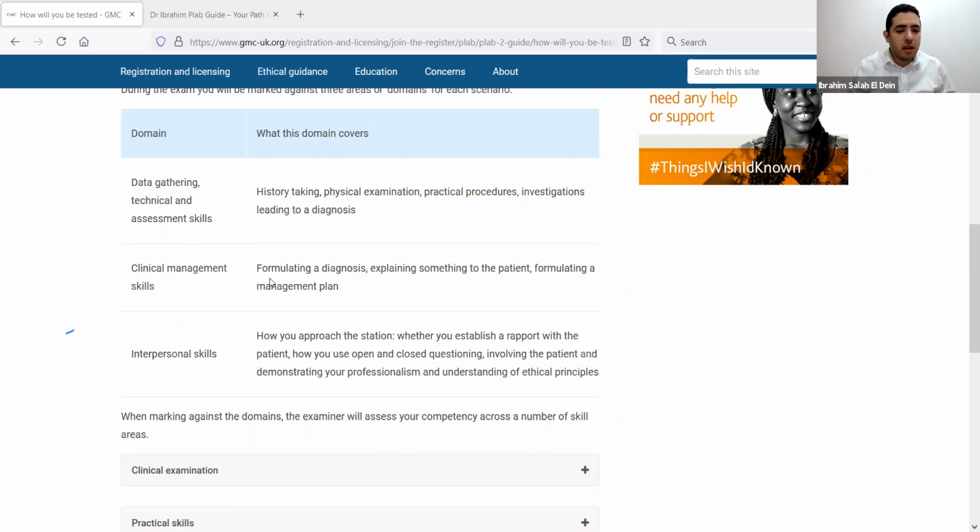Okay, the interpersonal skills part runs with you from the start of the station till the end. Okay, and what is this part? How you approach the station, whether you establish rapport with the patient, how you use open and closed questions, involving the patient and demonstrating your professionalism and understanding of the ethical principles.